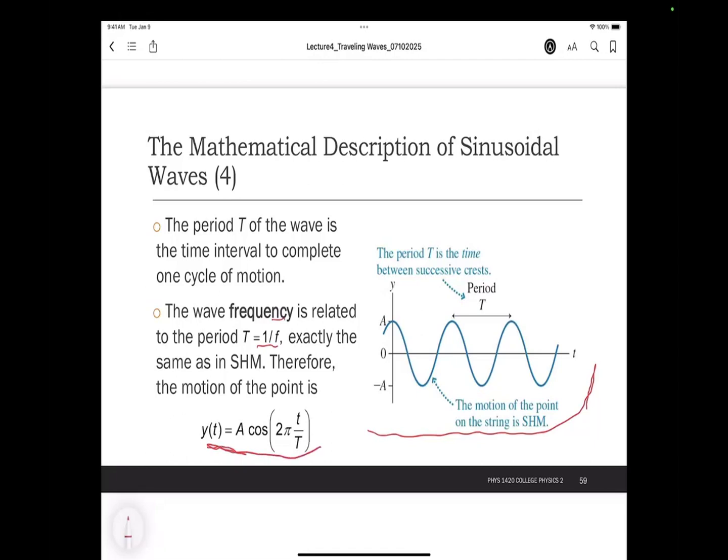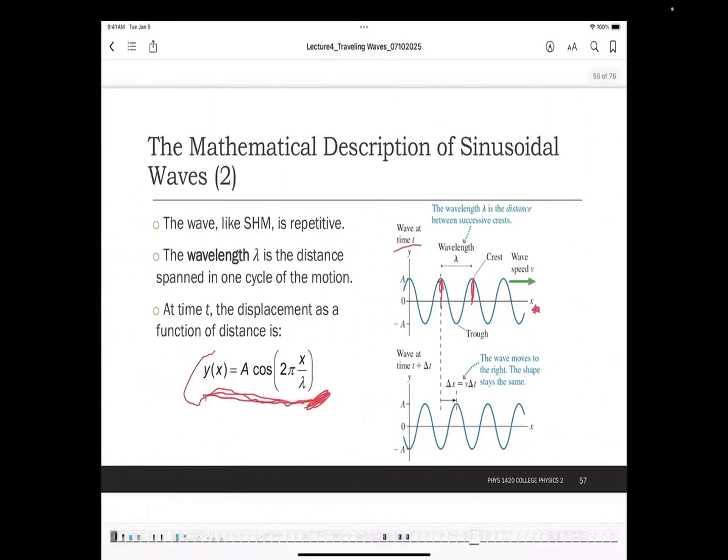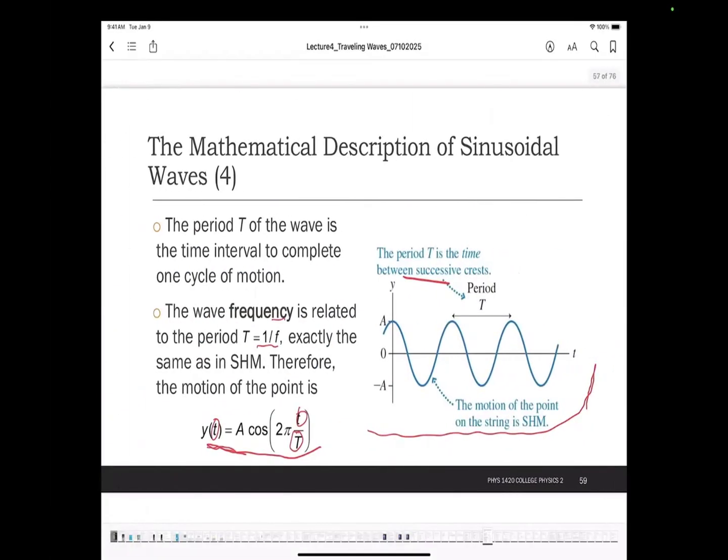What's the difference between this one and that one? You can see here the variable is t, and the period. This is the history graph, and this is the snapshot graph. Here the variable is x, the distance, and this is one wavelength. Does it make sense to you? Yeah, it's different, but it has a similar form.